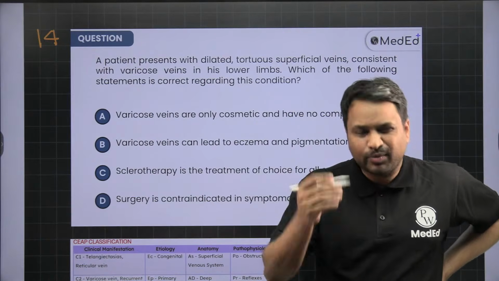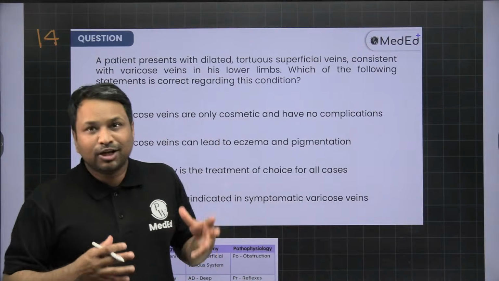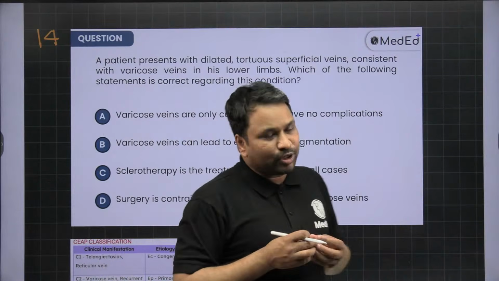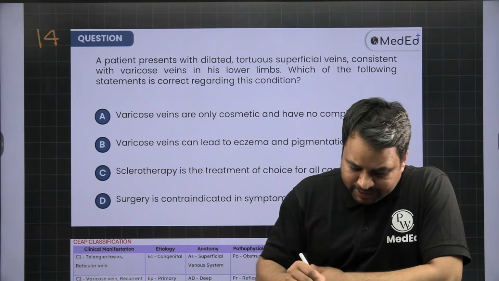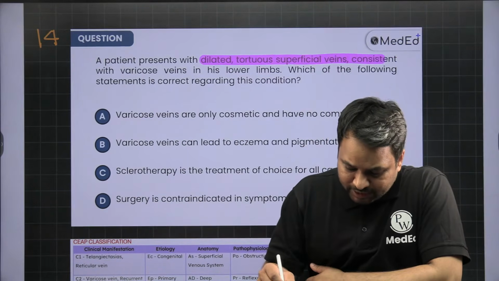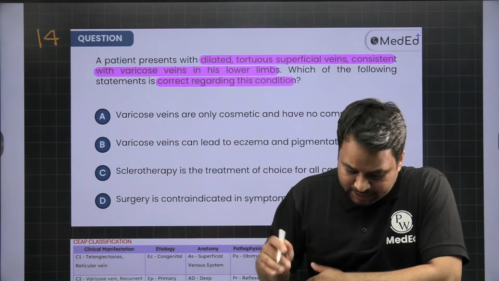This is your favorite question for the examiner. Your NEET PG people and your INI are in love with vascular disorders, especially the varicose vein, and CEAP classification is their favorite topic. Here the patient presents to you with dilated tortuous superficial vein consistent with varicose vein in his lower limb. Which of the following statements is correct regarding this condition?